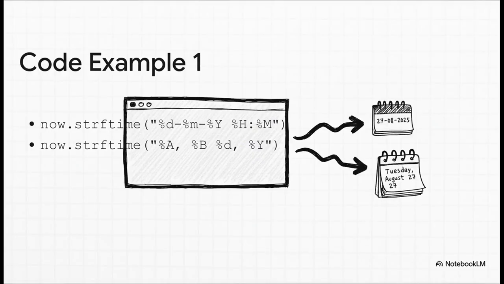Okay, enough theory, let's see this thing in action. So we'll grab the current time. In that first example, we're using our format codes to build a classic day, month, year format with the time. Pretty standard stuff. But then in the second line, we're going for something way more human-friendly, using those codes for the full weekday and month names. So, what do these two different blueprints actually create?